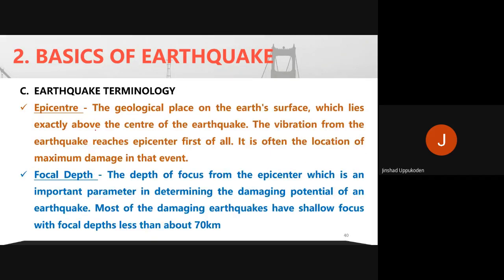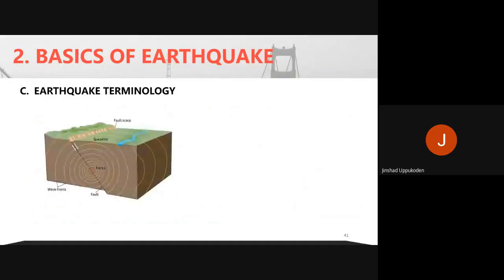This next, I'll just show you a figure here. So here, for example, this is a focus. It's not a point here, it may be an entire area. It may not be like a point as such, it may be an entire area where the earthquake has been initiated.